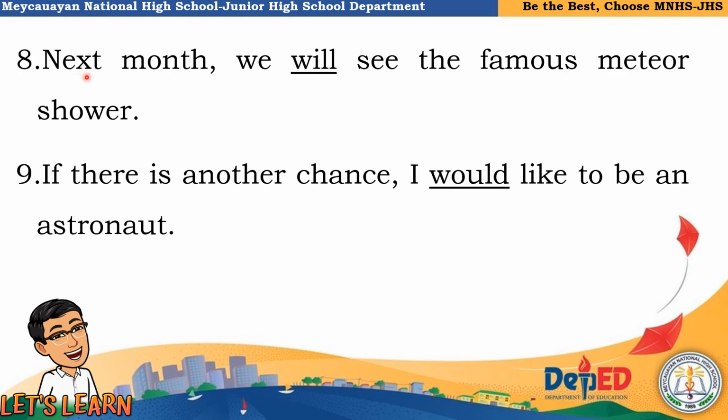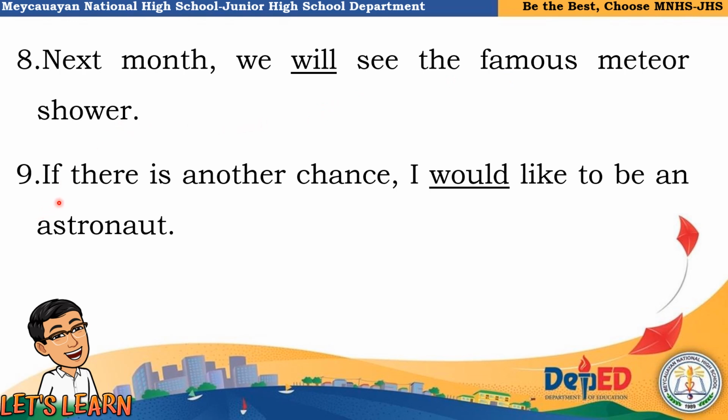Number 8, next month we will see the famous meteor shower. We use the modal will because it portrays a future action. At the same time, it is a prediction that next month there will be a famous meteor shower.